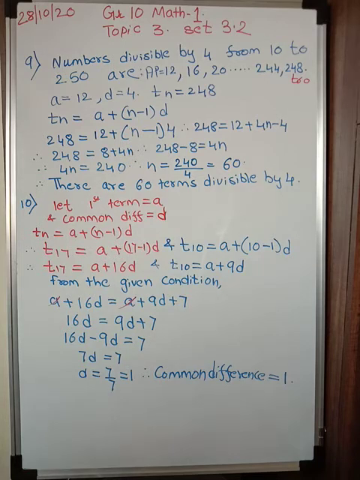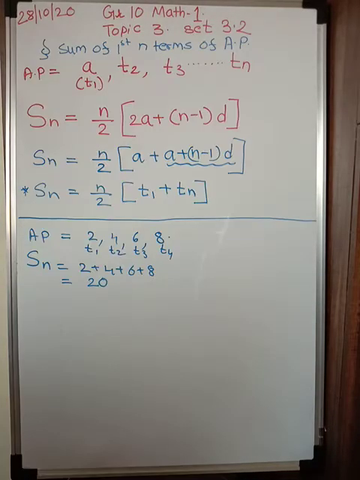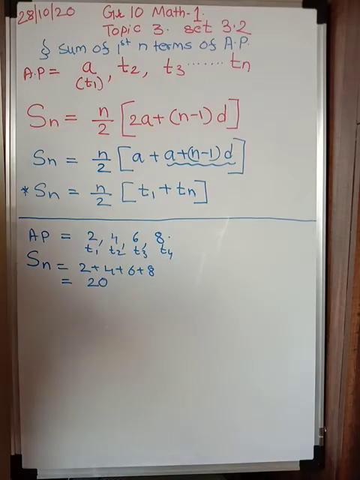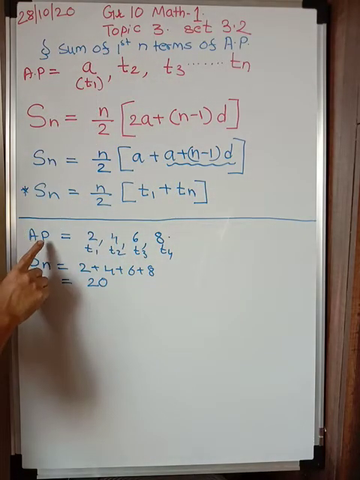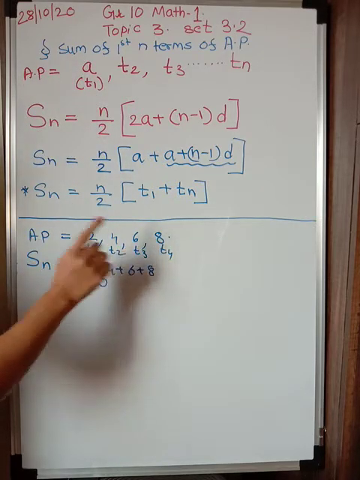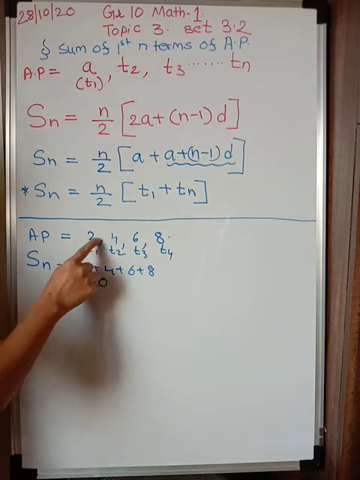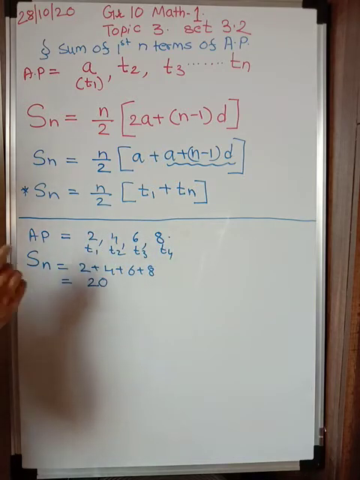Now let us see one more concept on which the 3.3 exercise is based. That is the sum of all the terms in an AP. Okay. So let's go in detail. Now the next concept is the sum of the first n terms of an AP. See students, what do you mean by sum, addition? For example, there is an AP with 2, 4, 6 and 8. Alright. And I want to add up all these terms which are present in the AP.